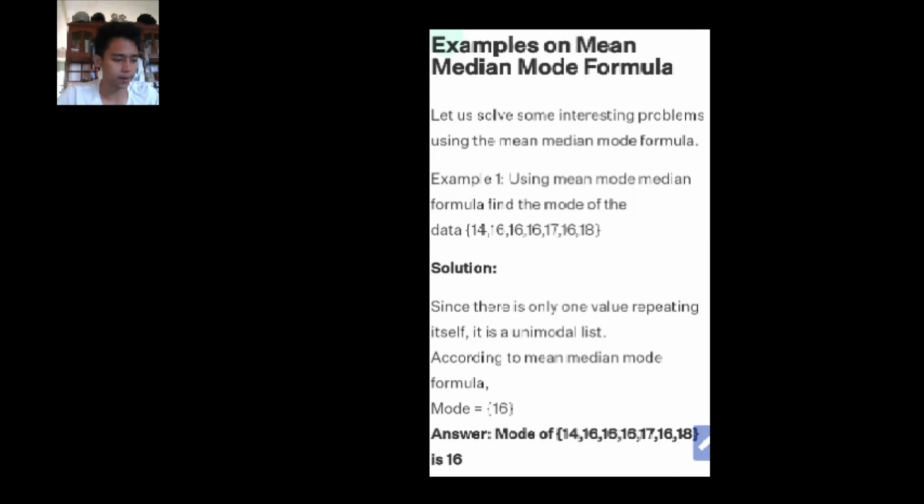For example, let us solve some interesting problems using the mean median mode formula. Example 1. Using the mean median mode formula, find the mode of the data 14, 16, 16, 16, 17, 16, and 18. Since there is only one value repeating itself, it is a unimodal list. According to the mean median mode formula, mode is equal to 16.